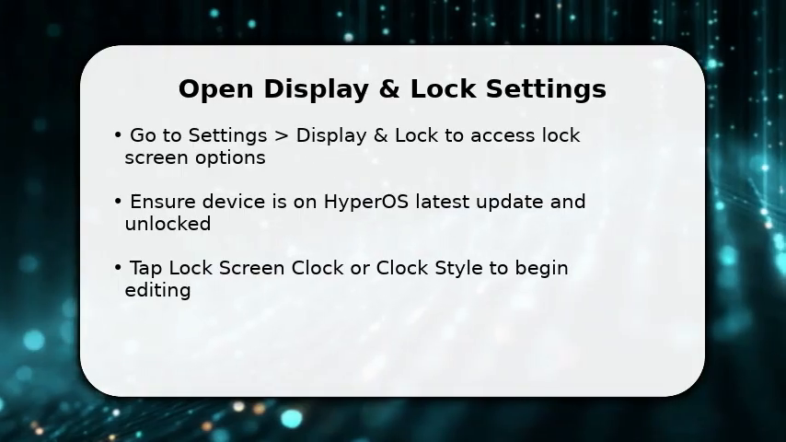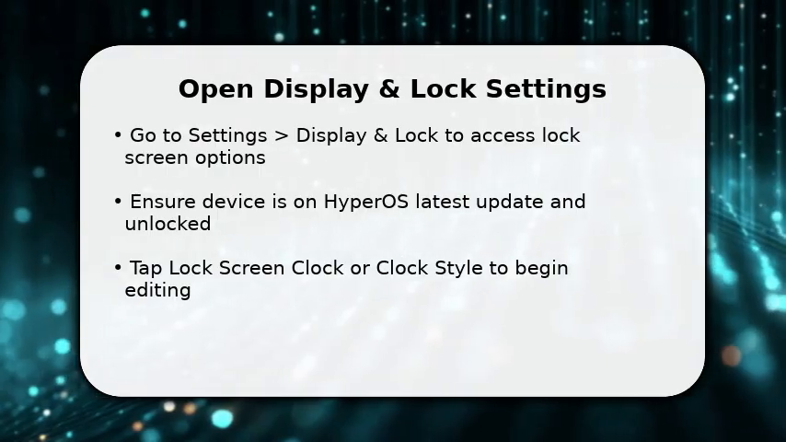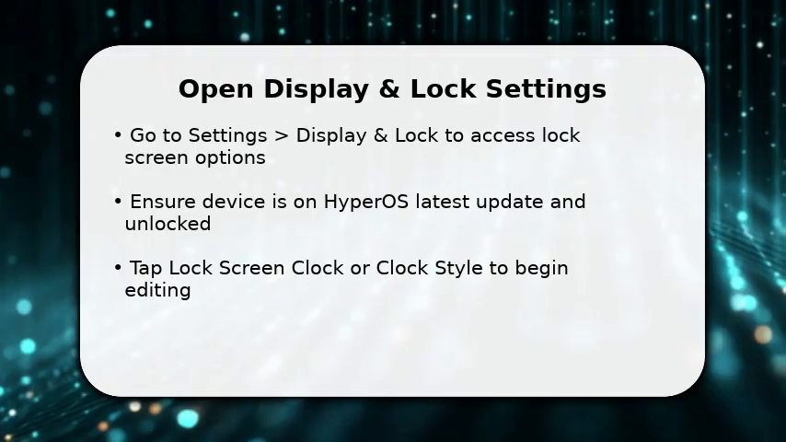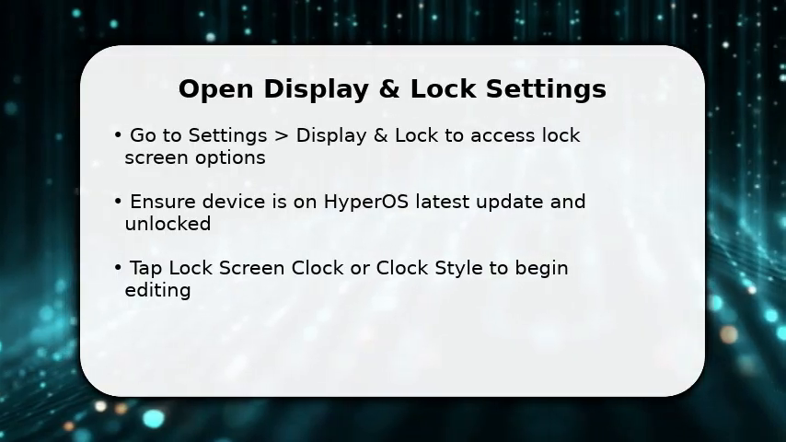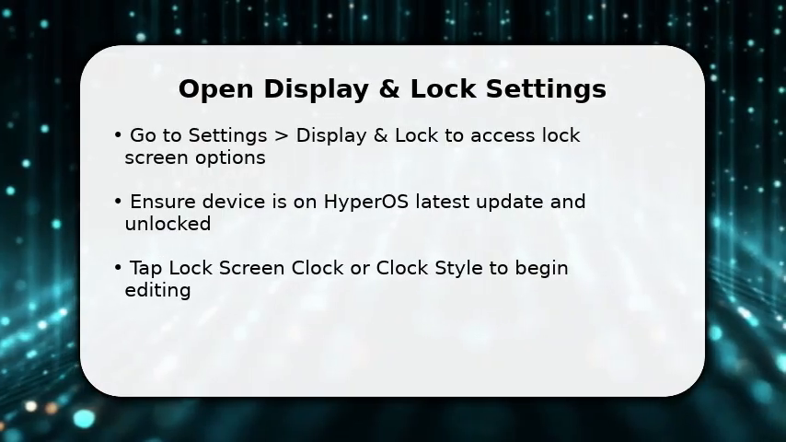Tap the lock screen clock or clock style entry to open the clock selector. This step loads available presets and any downloadable clock packs. You'll see previews instantly. Make sure Do Not Disturb is off so widgets refresh correctly when you switch styles.